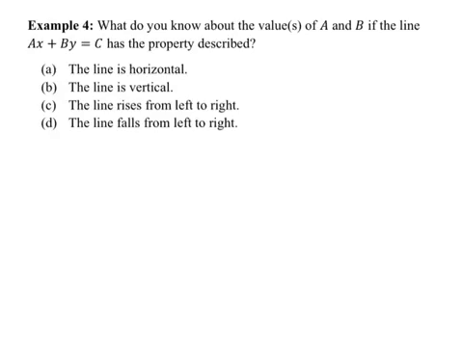Example 4. What do you know about the values of a and b if the line ax + by = c has the property described? What do you know about the line? Let's say the line is horizontal. What is my slope when the line is in standard form again? Slope equals? What was our theorem from before? I'm going to put the negative sign out front now instead of next to the A. There will be a reason for that, trust me. So the slope is the opposite of A/B, negative A/B.